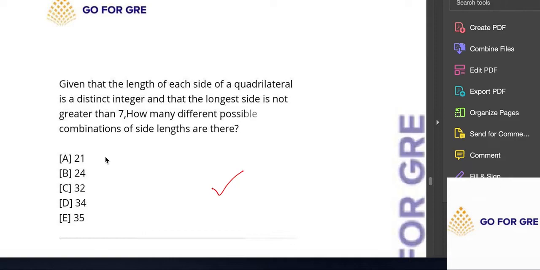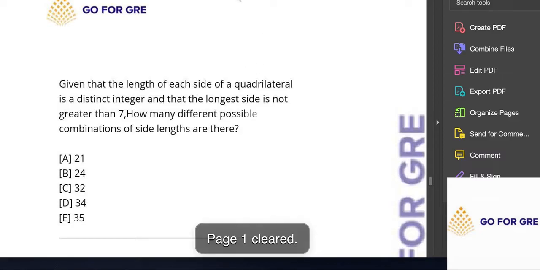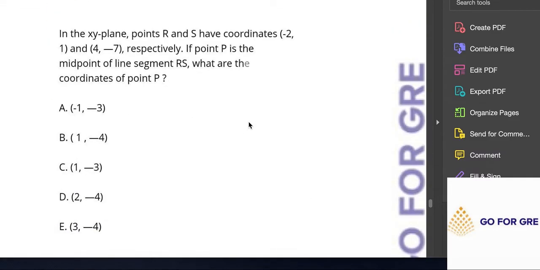Similarly, this question is a probability combination question. So again, it's a very difficult question. We will solve it in the Zoom. We will have a question.